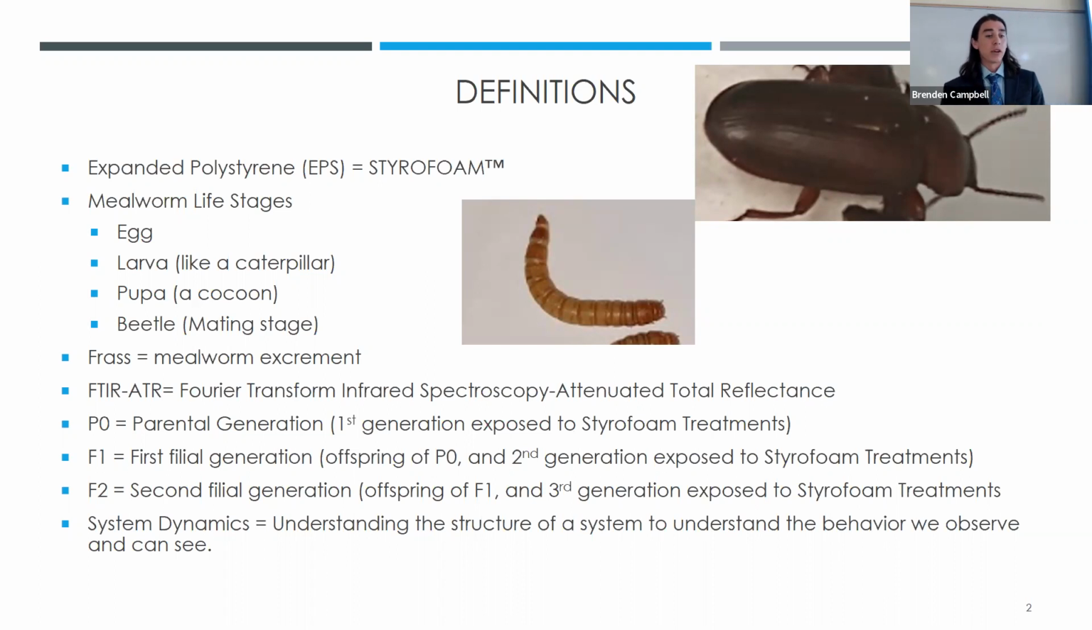When we go through talking about generations, I'll be talking about 3 different generations: the parental generation, or the P0, which is the first generation that was exposed to the styrofoam treatments. We have the F1, or the first filial generation, which is the offspring of the parental, or the second generation exposed to styrofoam treatments. F2 being the second filial generation, or the offspring of the F1, and the third generation exposed to styrofoam treatments. And lastly here, system dynamics, defined as understanding the structure of a system to understand the behavior we observe and can see.